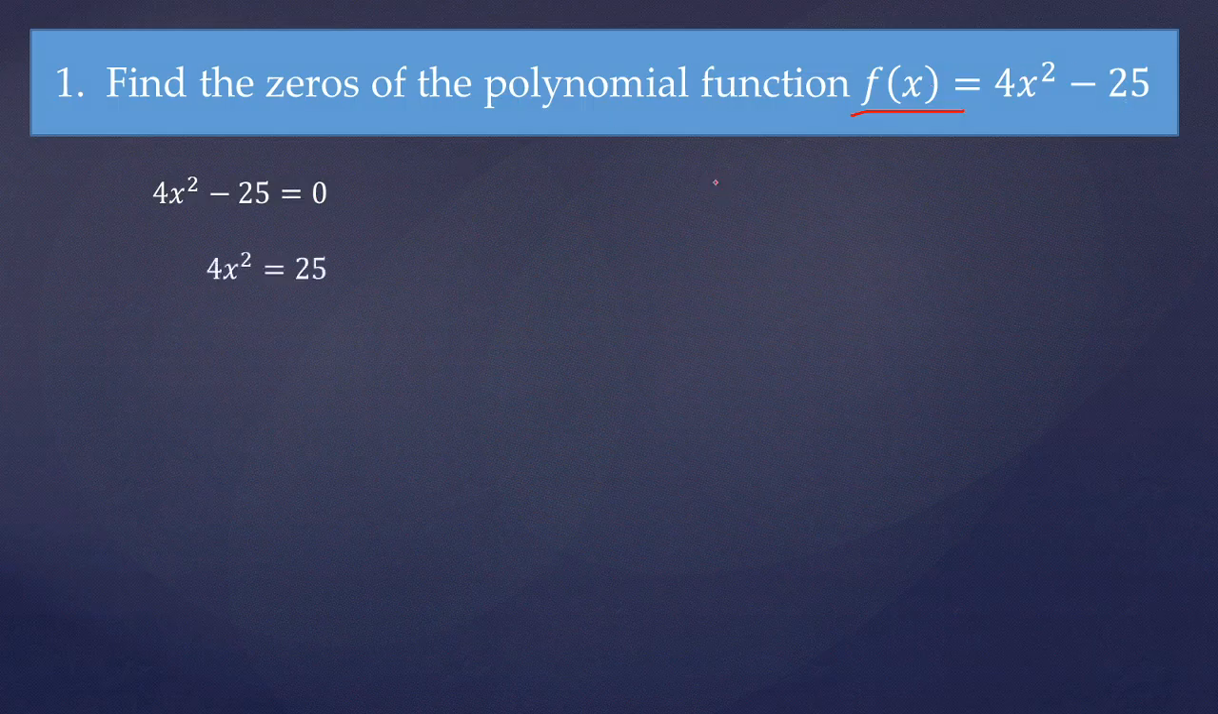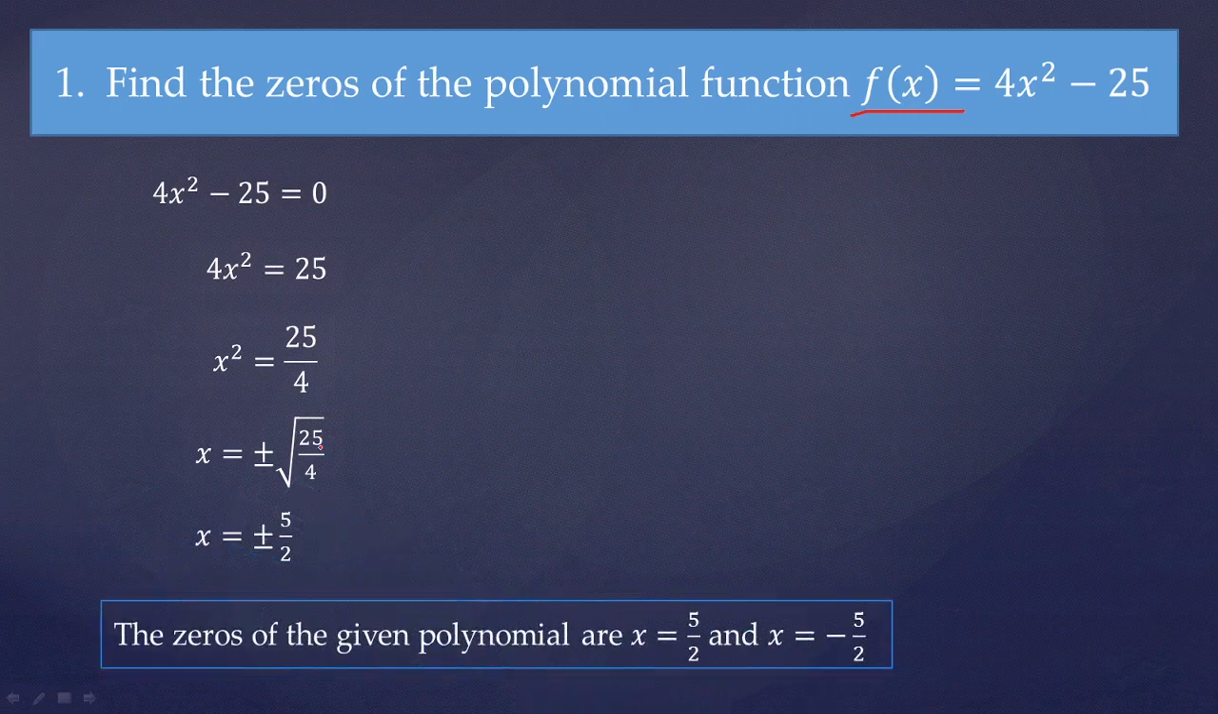So what will you get? 4x square is equal to 25, so x square will be 25 by 4, and if you take the square root on both sides, you will get plus or minus square root of 25 by 4. So the values of x are plus or minus 5 by 2. Therefore, the zeros of the given polynomial are x is equal to 5 by 2 and x is equal to minus 5 by 2. As you all know, the other name for zero is a root. So the roots of the polynomial equation are x is equal to 5 by 2 and x is equal to minus 5 by 2.